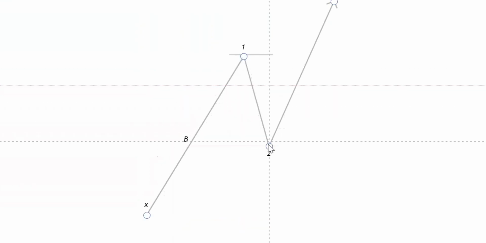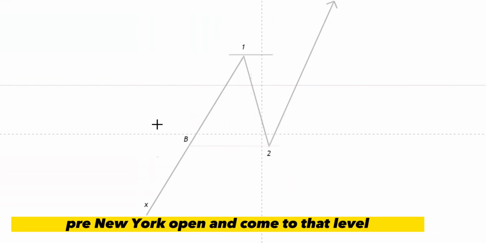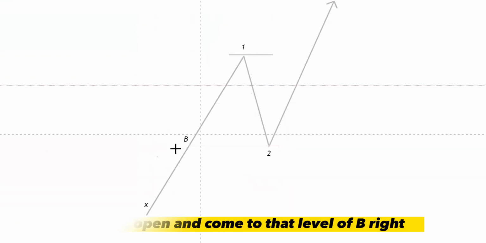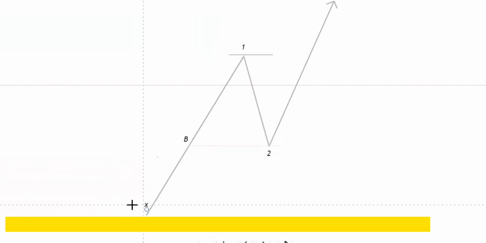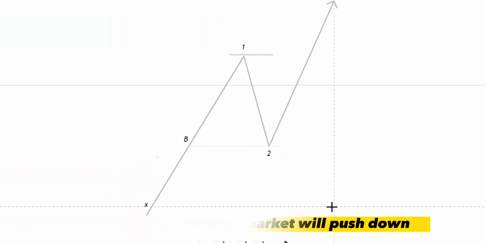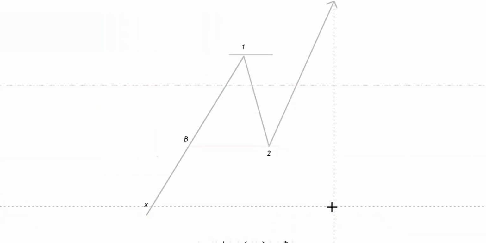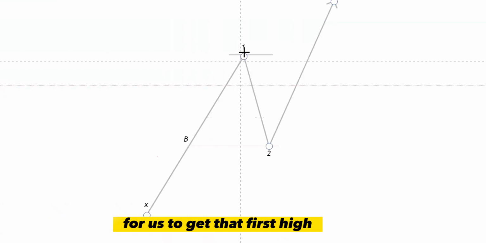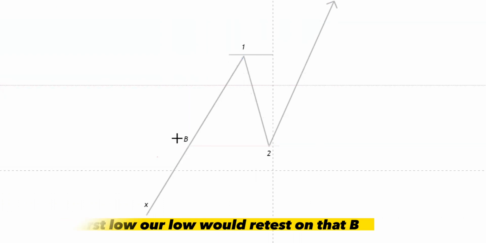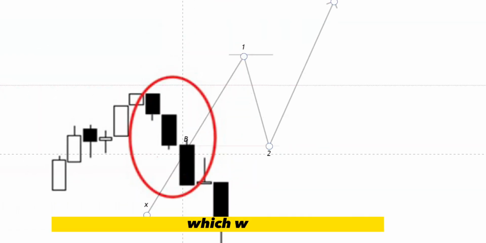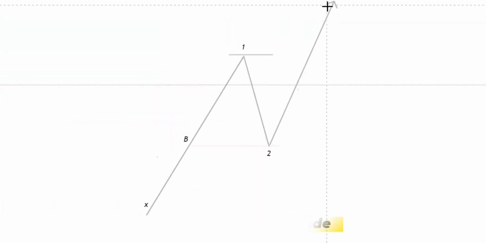Calm down, pre-New York open, and come to that level of B. Do not look at this level. Do not panic thinking that the market will push down. Just know that if we are looking at an uptrend, for us to get that first high, first low, our low would retest on that B, which would be your nice 3 candles. And then we'll push to the upside.